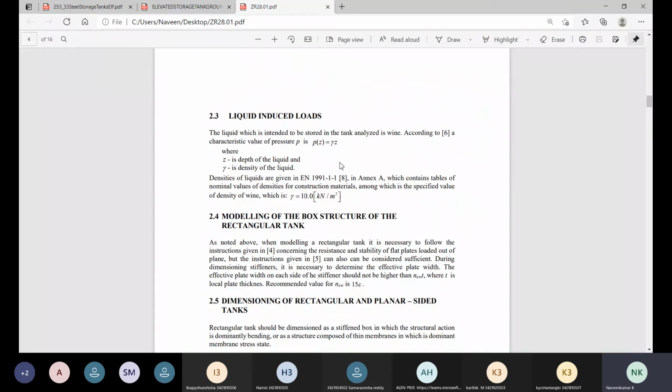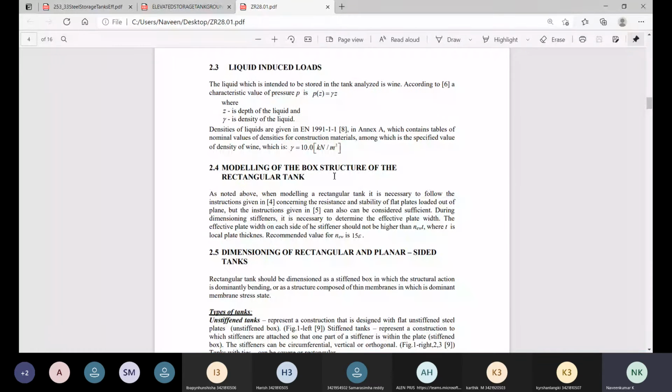This is the next step. After considering the factor of safety, calculating the load intensity and deciding the type of tank you're going to design, you model the water tank. What do you decide? You decide the dimensions and the thickness of the plate. You choose the wall plate thickness, and you choose the base thickness also. These are the different dimension calculations you do in this particular phase of designing a steel water tank.